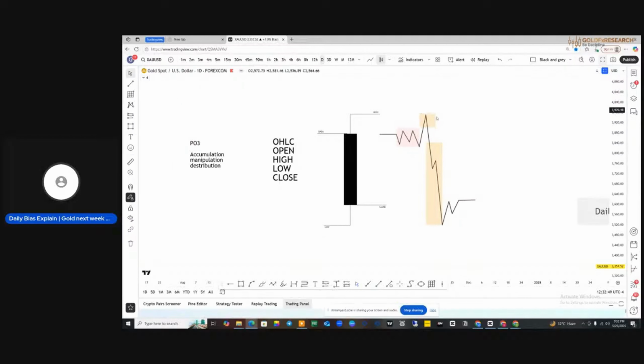And what will be happening behind it? These three steps will be taking place. Which three steps? Accumulation, manipulation, and distribution. Have you understood all these things?